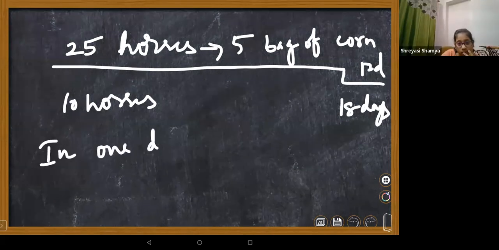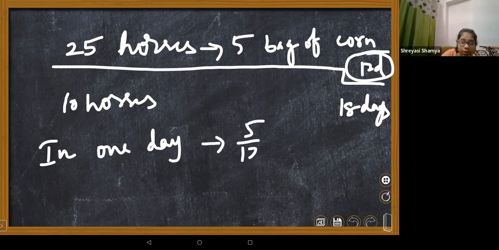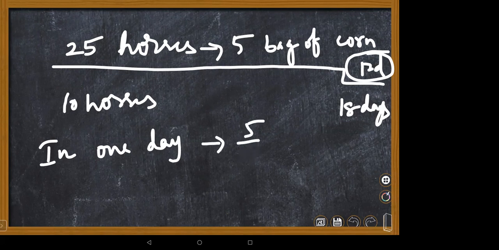In 12 days they take 5 bags of corn. So in one day, how much corn will they eat? 5 by 12. Very good. So 5 by 12th bag of corn they will eat in one day.